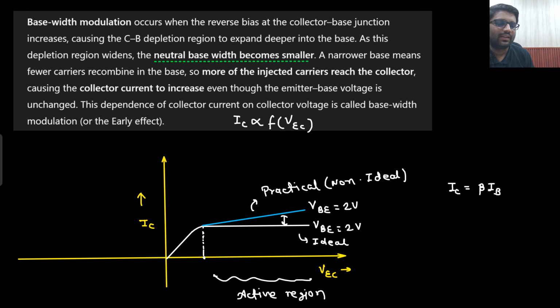Along with that, there was one more point, which was thermal runaway. So this also you can explain. Along with that, you can explain the characteristics as well. And when you extend this particular line backward, it will meet somewhere here, right? At the point where you pull it backward and this IC becomes 0, this is known as early voltage. So at early voltage, this IC would become 0.